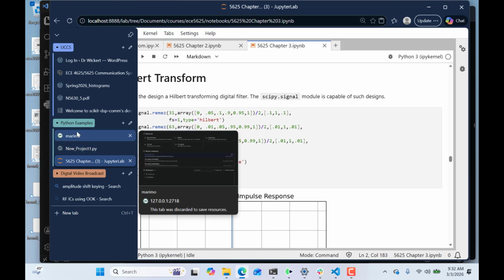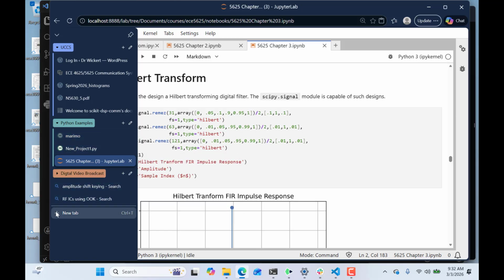Let's see. I guess I put this on a different computer, so it's not in here yet.